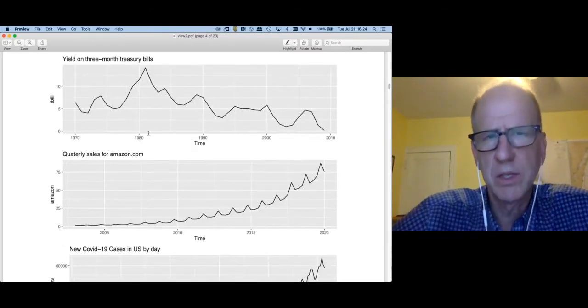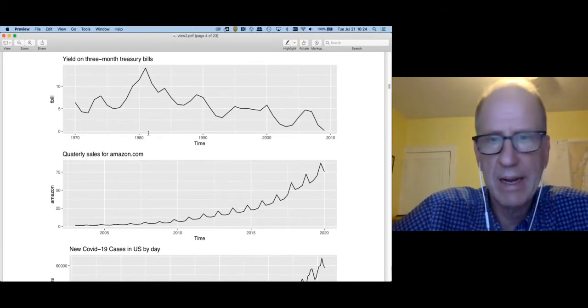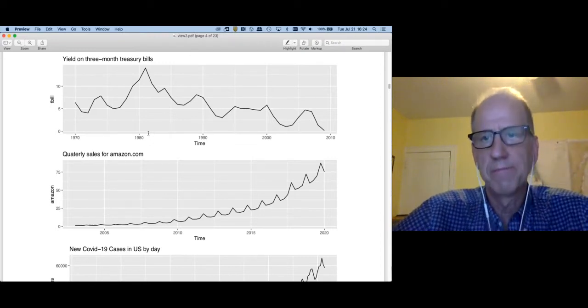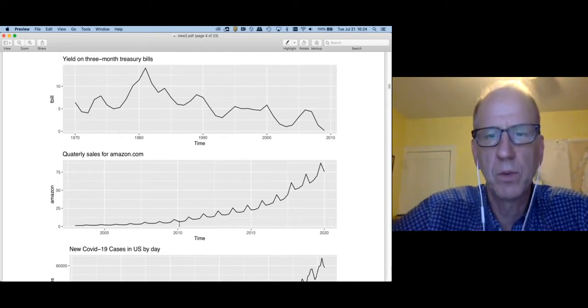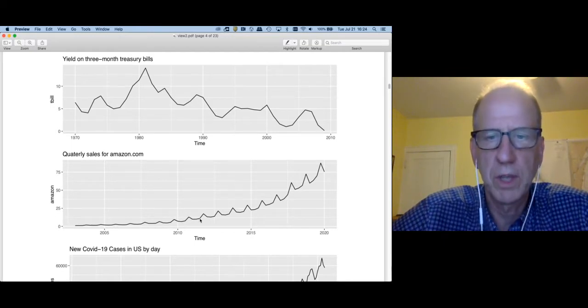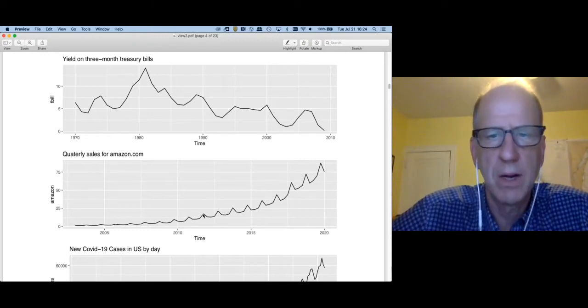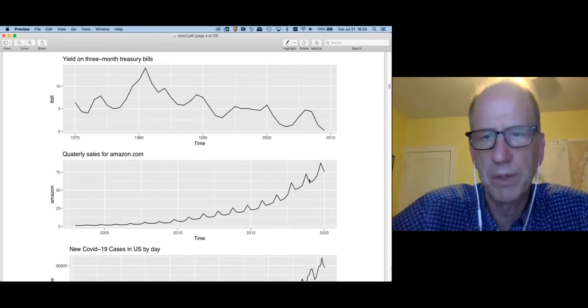Let's contrast this with quarterly sales for Amazon.com over time. Now, what you should notice here is there is a regular pattern. What I'm really seeing here is kind of three lowish figures and then a bump. Three lowish figures and then a bump. And that bump, I think, is Christmas. And so that is an example of a seasonal component.